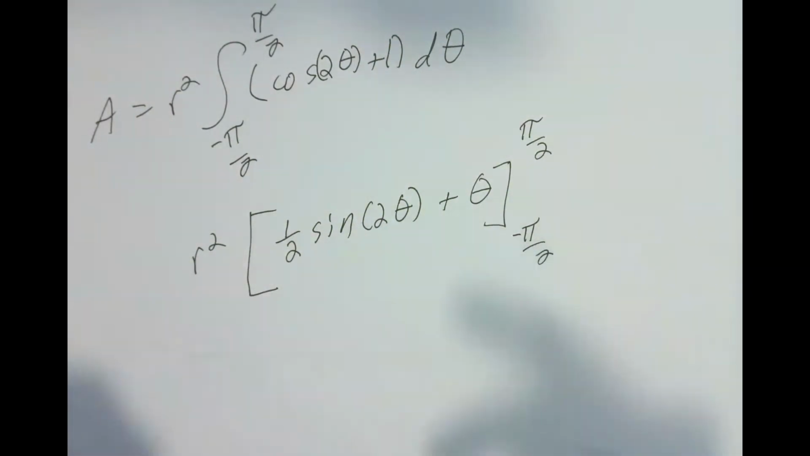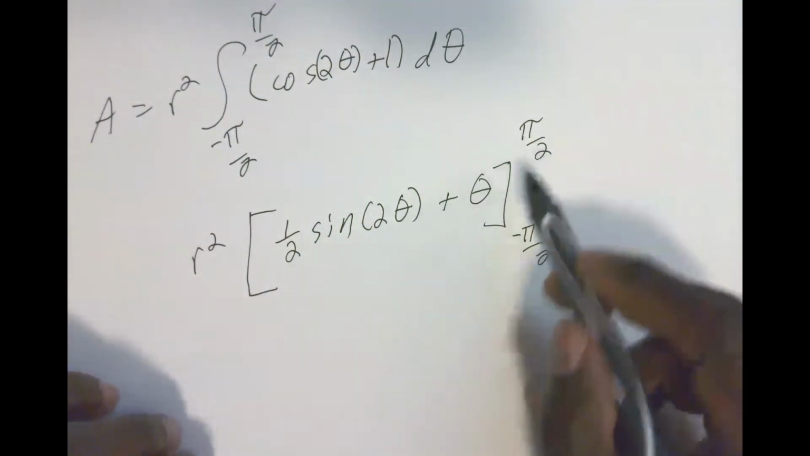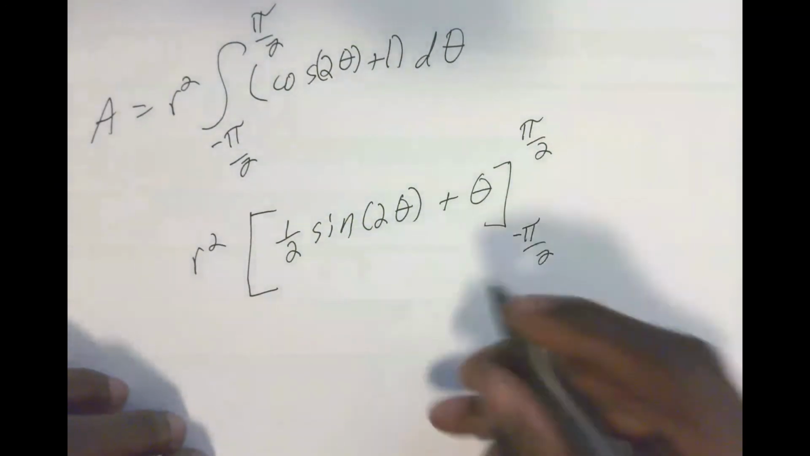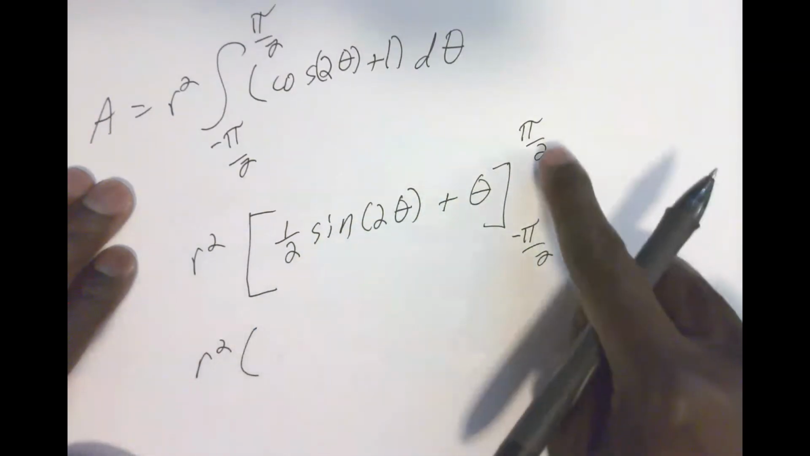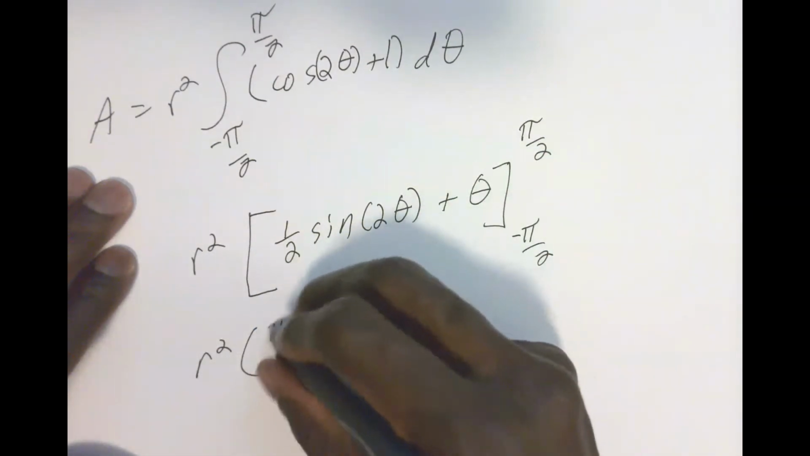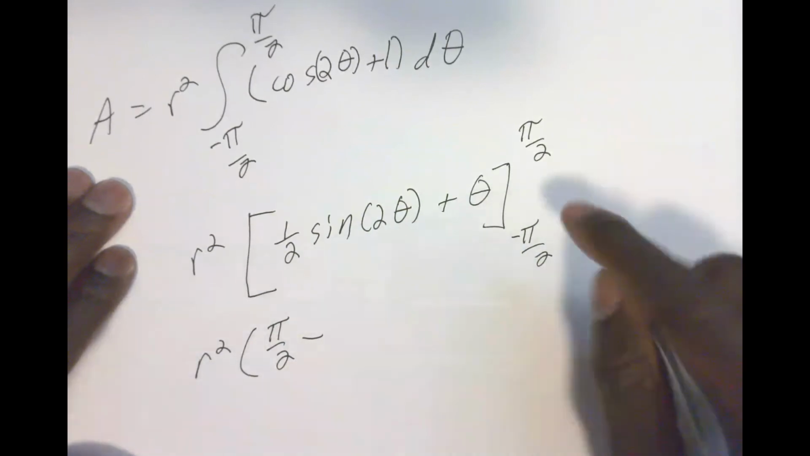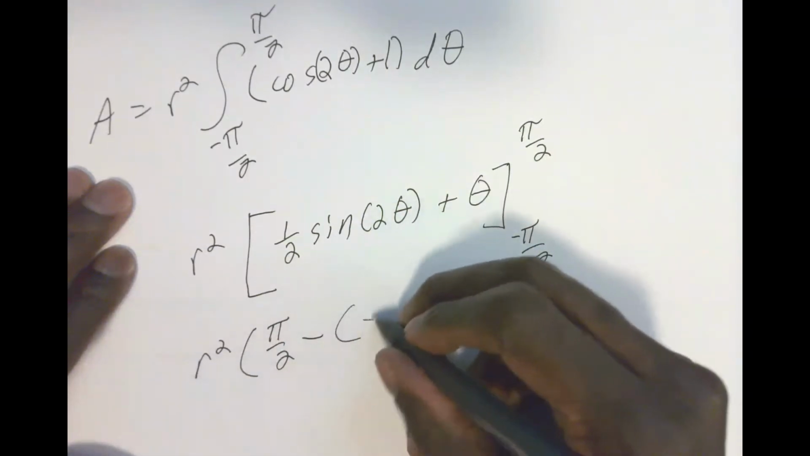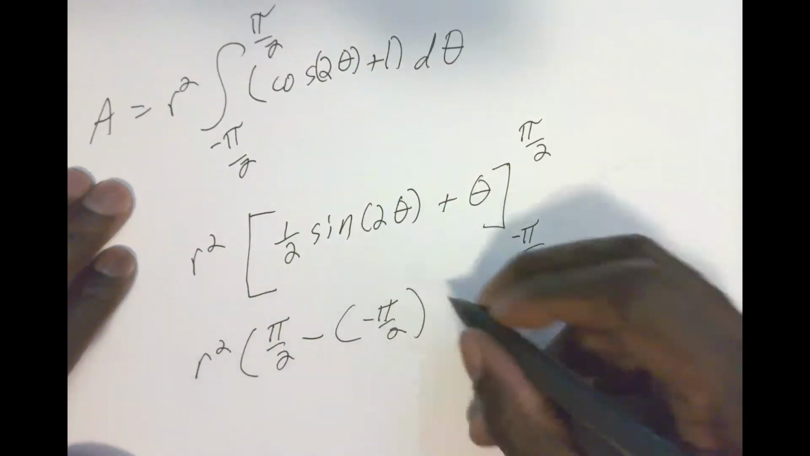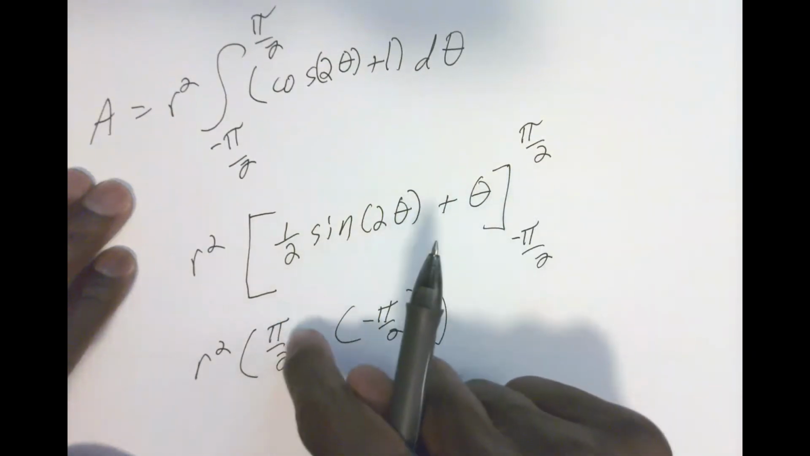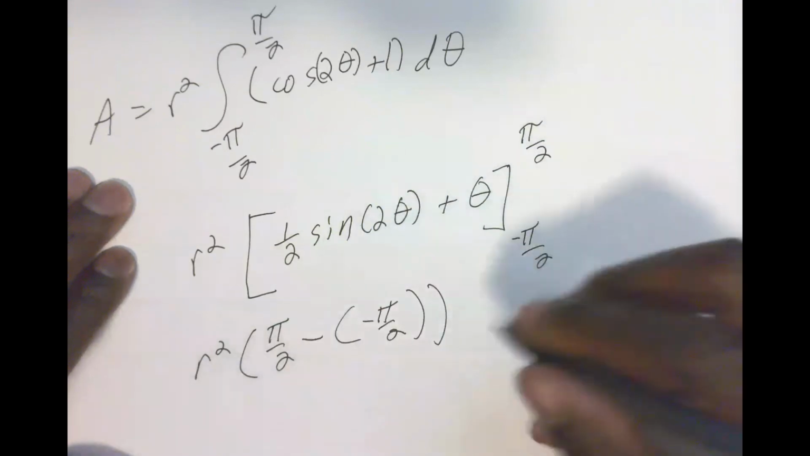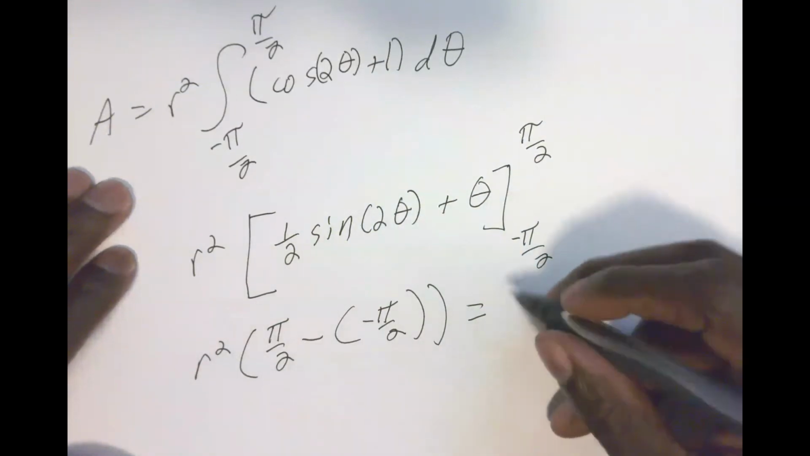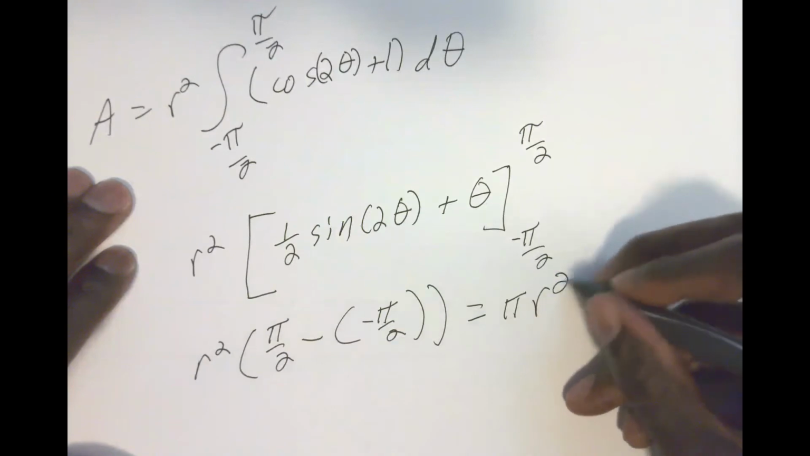Sine of pi and sine of negative pi are both 0. So that's going to zero out. So really, everything is occurring from just this theta. So therefore, let me just do the theta. First thing I'll plug in is pi over 2 for theta, and I will get pi over 2, and then minus negative pi over 2. And pi over 2 minus negative pi over 2 is pi over 2 plus pi over 2, which is pi, and it's pi r squared.